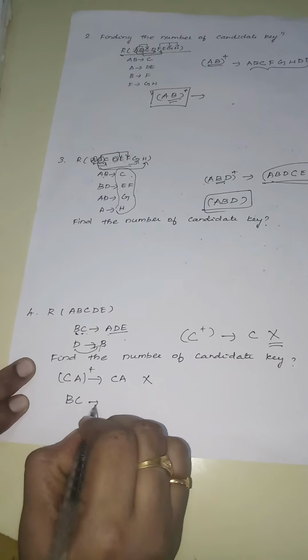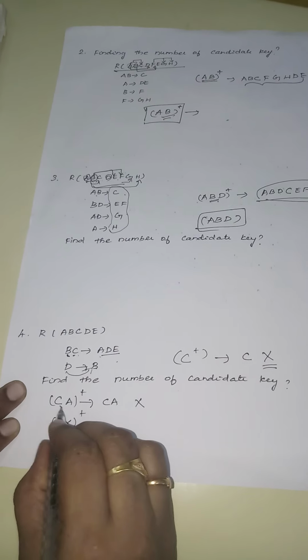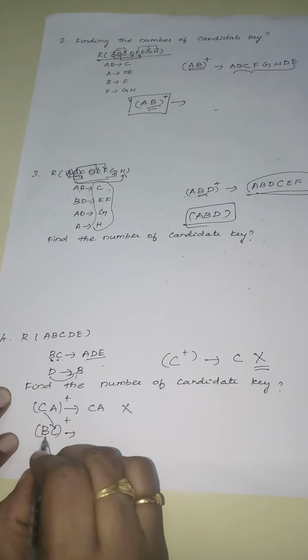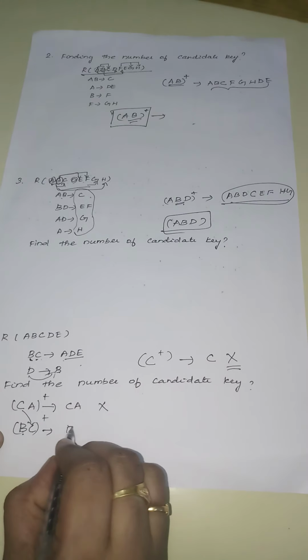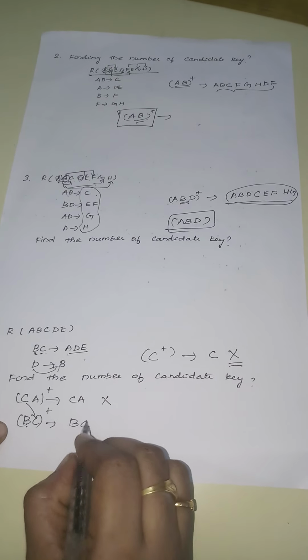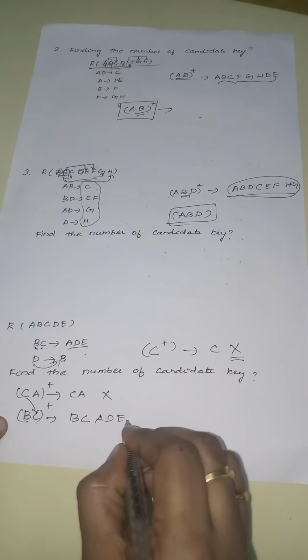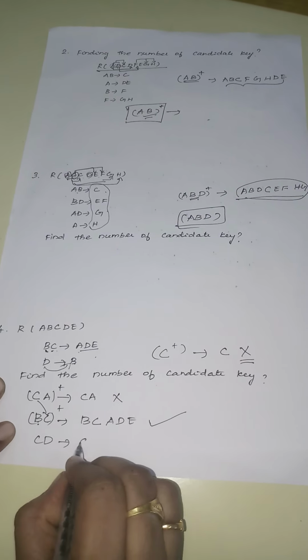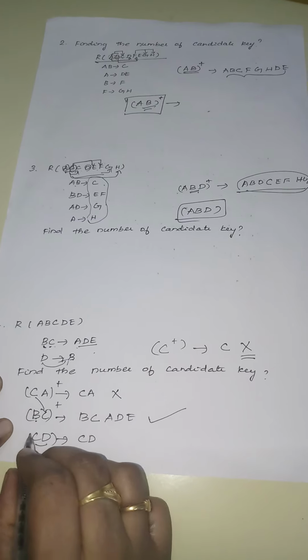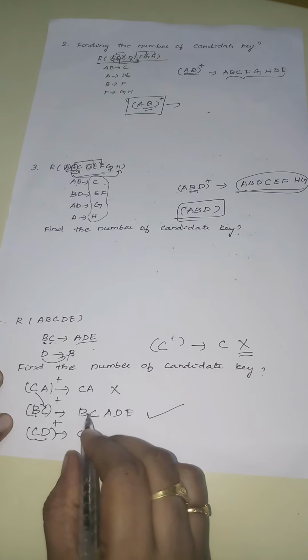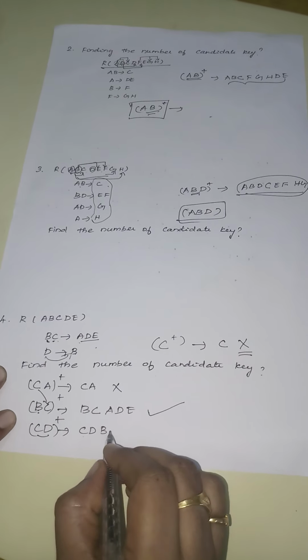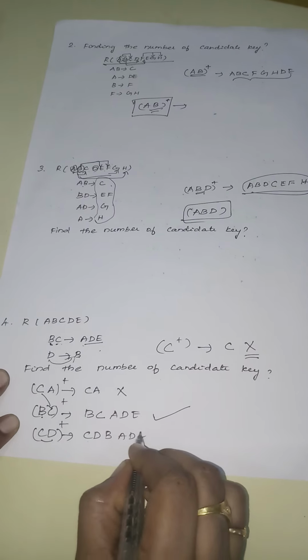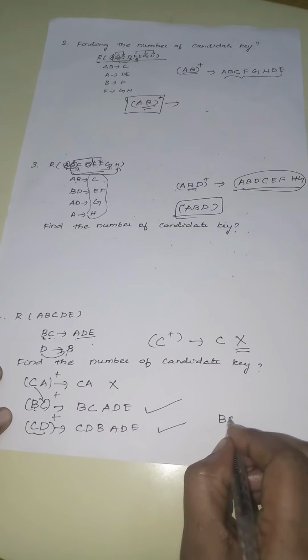Next BC, so we merge C with B. BC plus, we have to calculate, and BC gives ADE. So BC is a possible candidate key. Next CD. Applying the closure property on CD, D gives B, and BC also gives ADE. So BC and CD are possible.